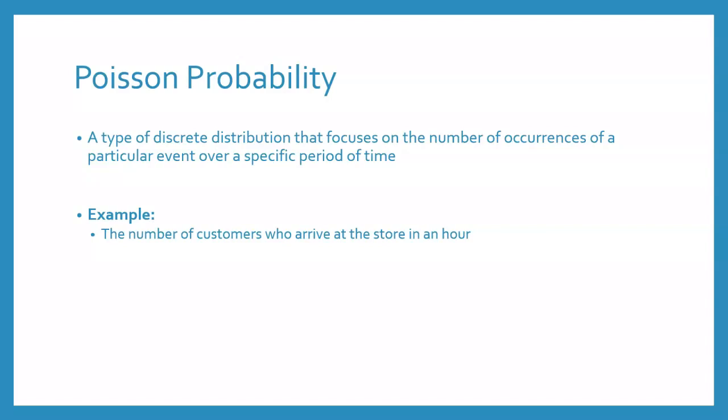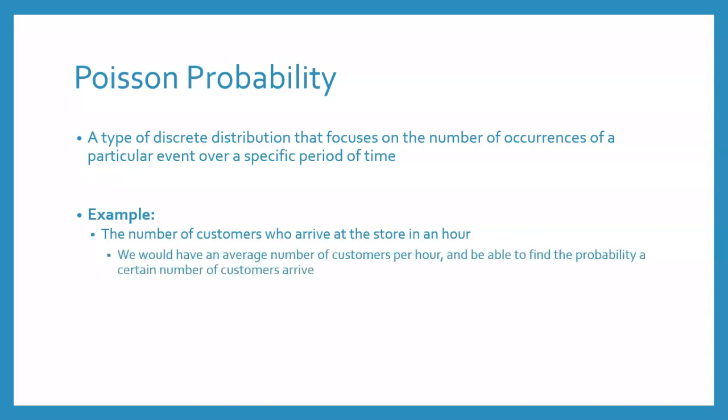So for example, the number of customers who arrive at the store in an hour. We would have been given the average number of customers per hour. Let's say 100 customers per hour at this store. We can then find the probability that a certain number of customers arrive. The probability that 80 customers arrive in an hour. That at least 110 customers arrive in that hour. We can do all of that with Poisson probability.